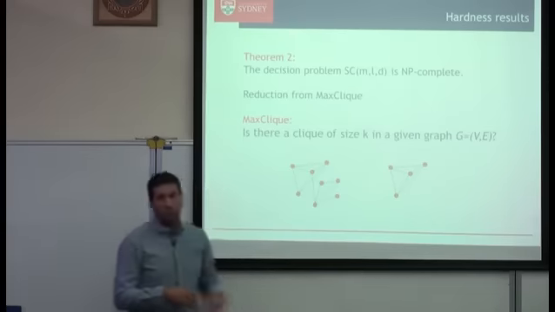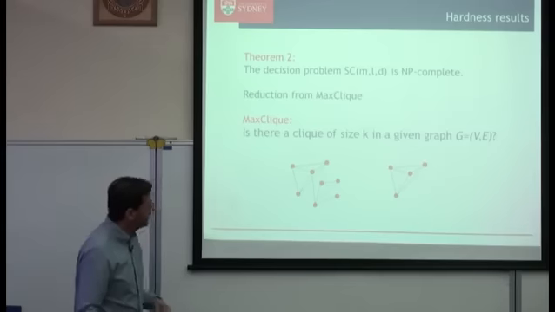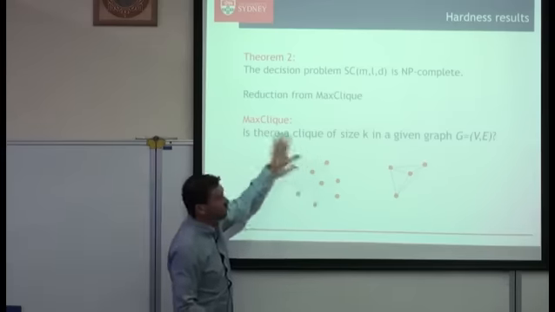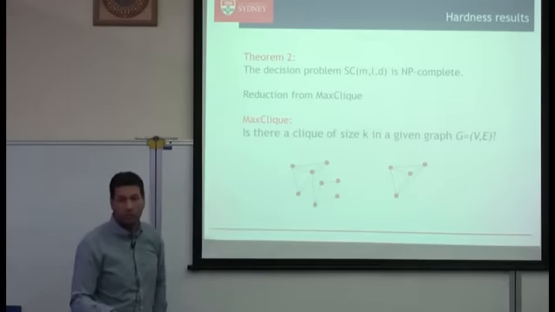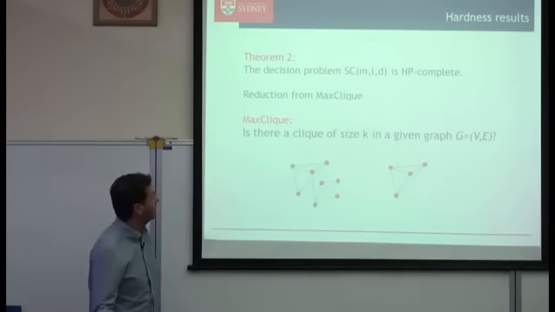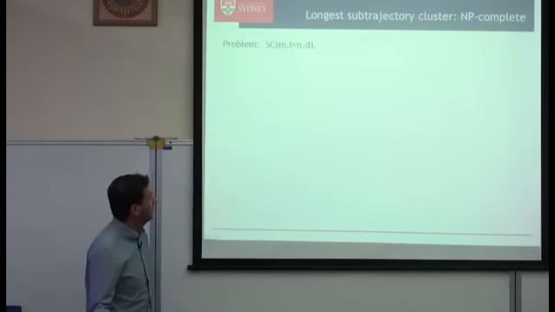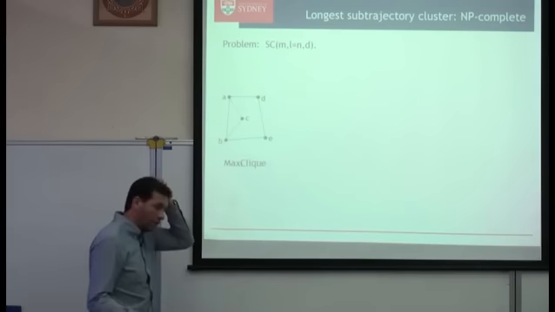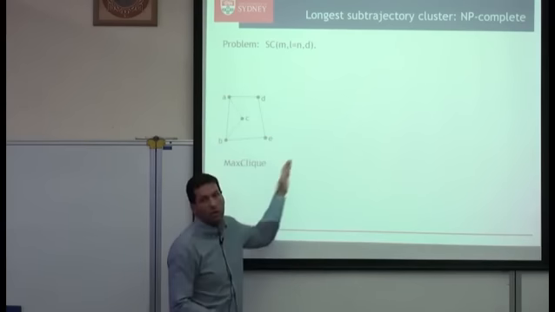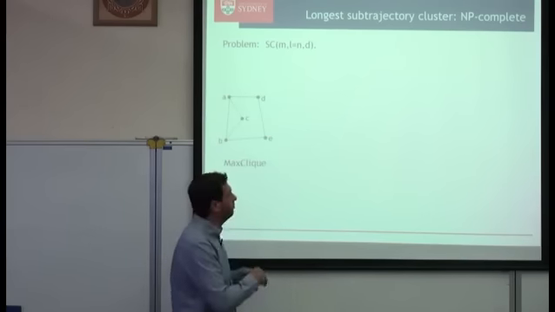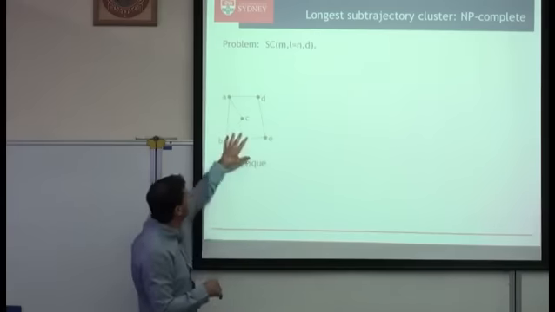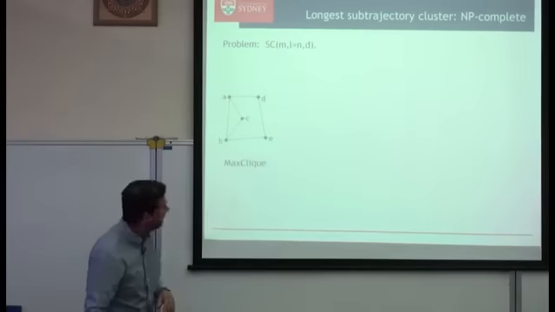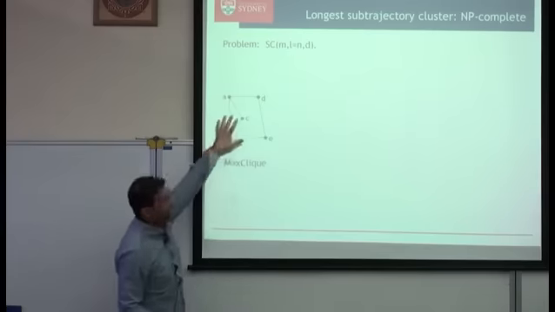And it's known that this problem is very hard. So I'm going to show you how we can solve this decision problem by computing a subtrajectory cluster of a trajectory. Just for simplicity, I'm not going to look at one big trajectory, but you can put them together. So I'm going to create 1, 2, 3, 4, 5 subtrajectories. Let's say that this is our graph.